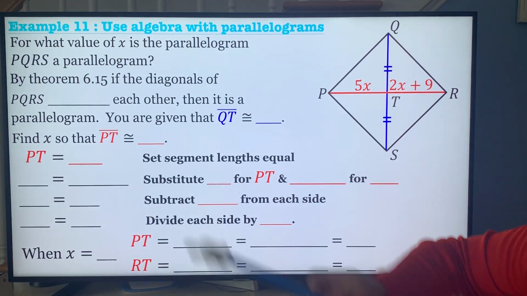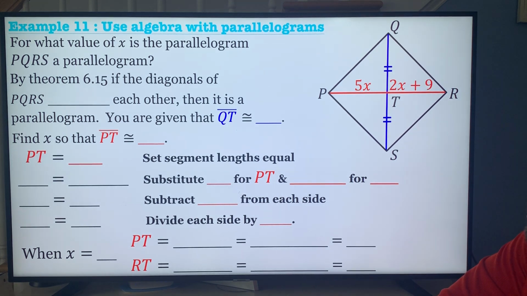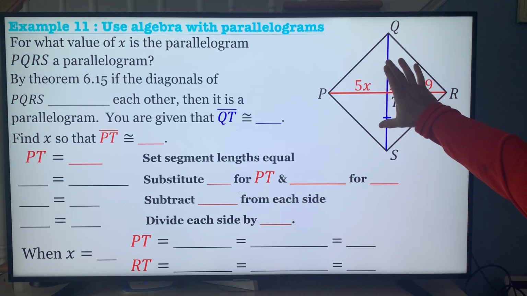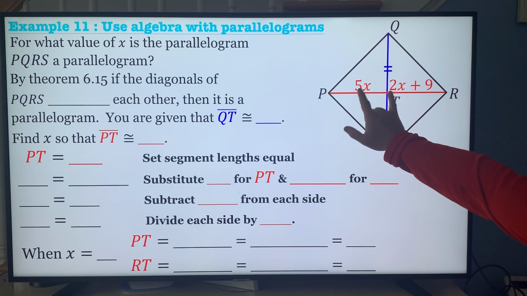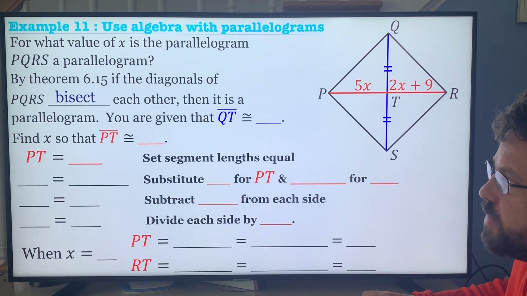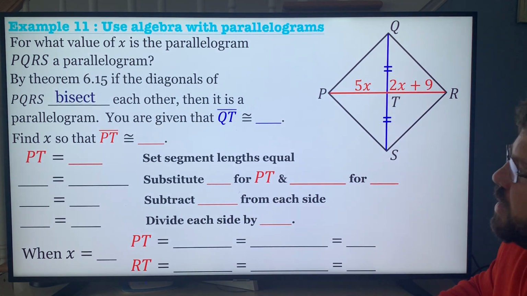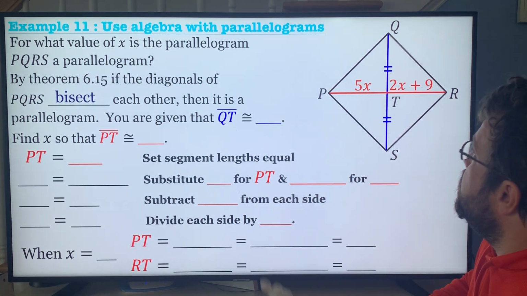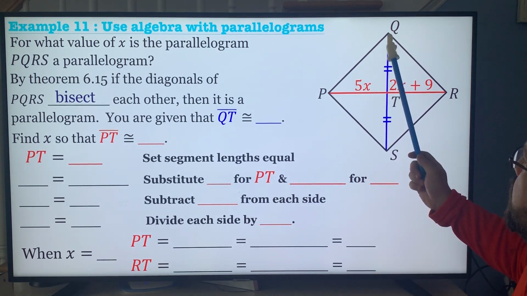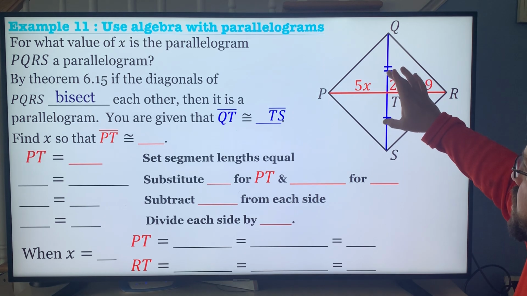All right, so for what value of x is the quadrilateral PQRS a parallelogram? So we know one side bisects each other, so what else has to happen here? We know that both bisect each other. You want both to bisect each other through theorem 6.15, right? So that makes it a parallelogram. So you're given QT. It has to be congruent to what? TS, because of the congruent marks.